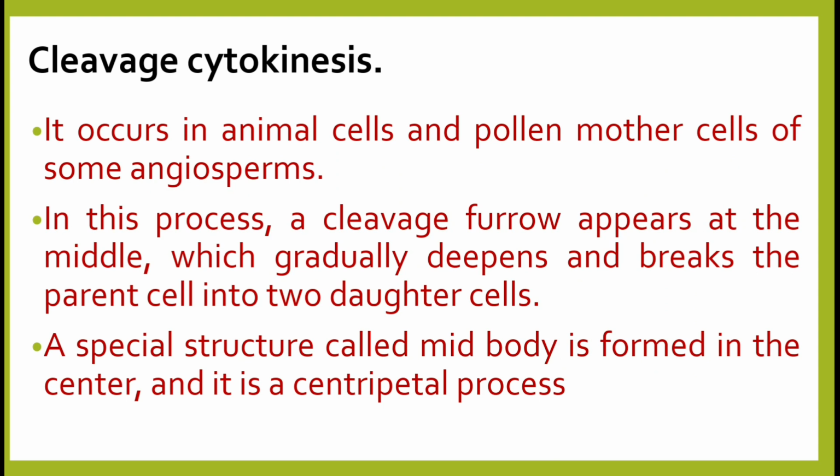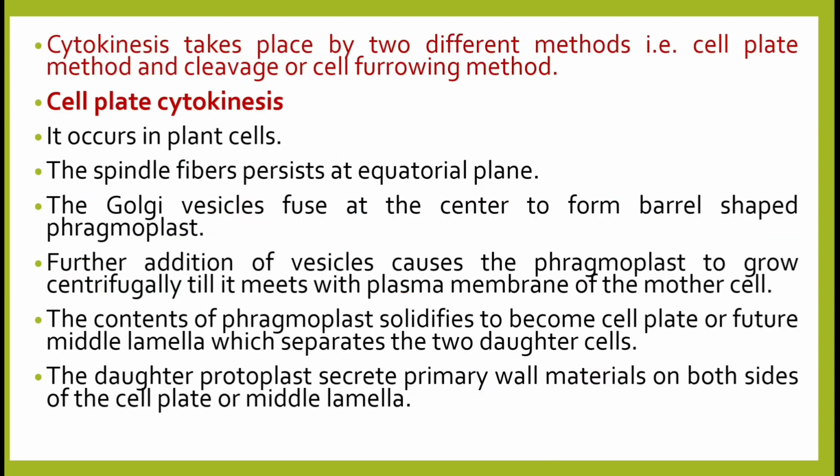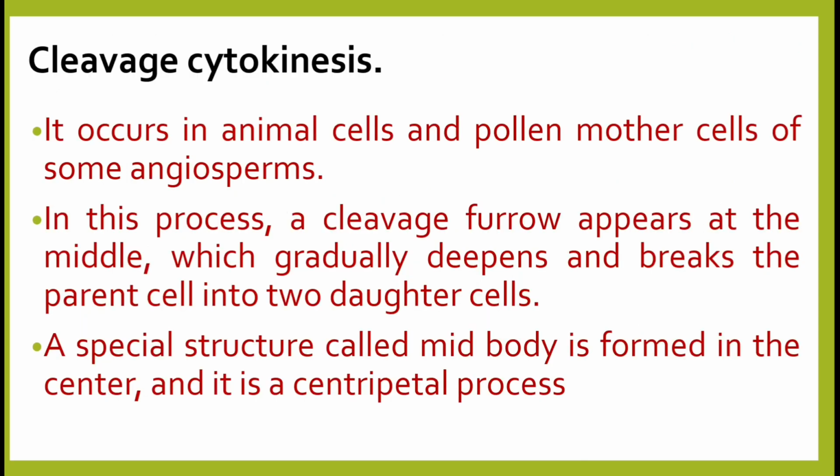So these are the two types of cytokinesis which appear in plant and animal cells. In plant cells, the cell plate method of cytokinesis occurs, and in animal cells, cleavage cytokinesis or the cell furrow method occurs. So that is all about the cell cycle and the mitosis process.